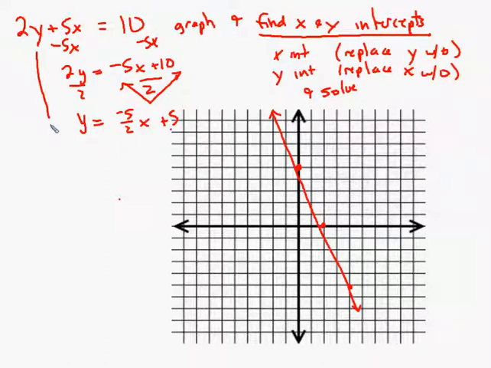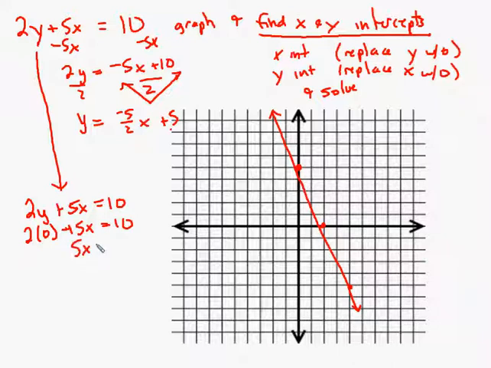So back here, I can just take this one. I have my 2y plus 5x equals 10. To find the x-intercept, I'm going to replace y with 0. And we get 5x equals 10 and x equals 2. Notice, look at the graph. X-intercept, it hit the x-axis. Common sense. So given a picture, that should be easy.